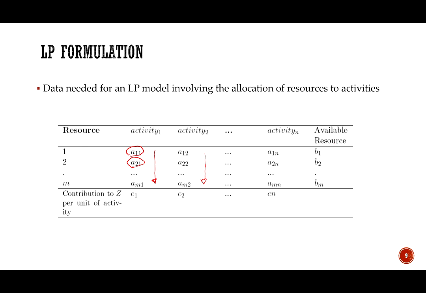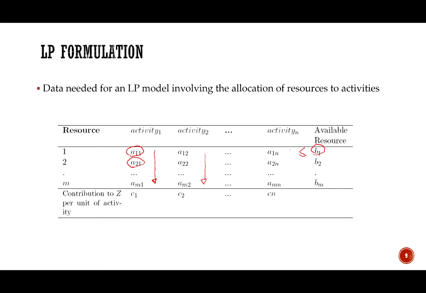So, available resource. It means that resource 1 is available equal or less than this number. So if that resource is available for 10 hours, then we cannot assign more activities which require more than 10 hours. It's just not feasible.